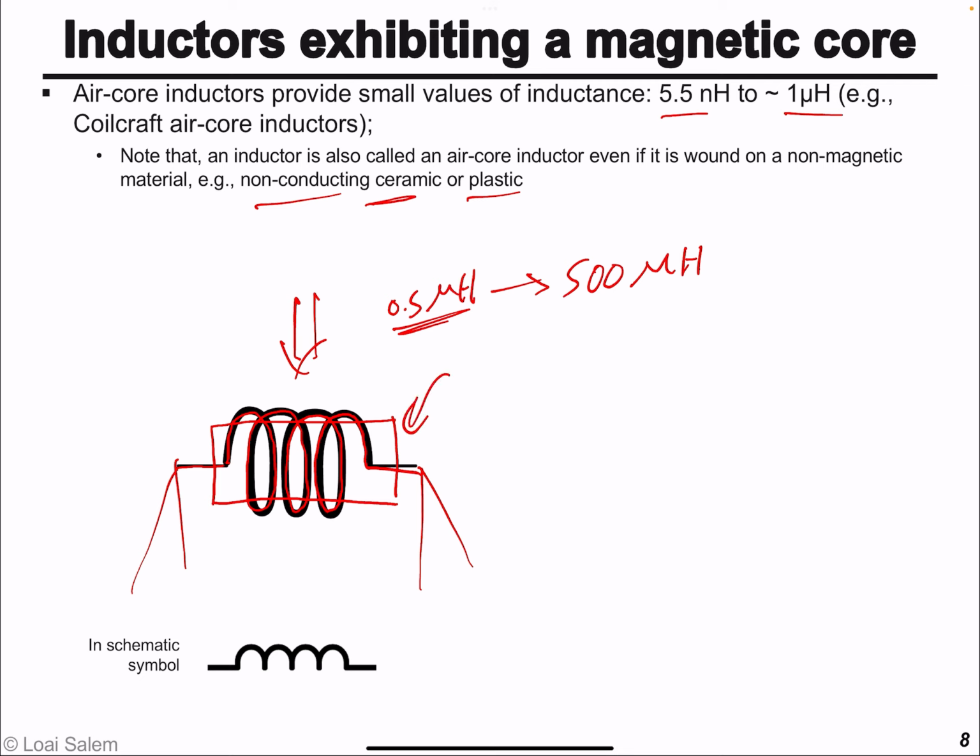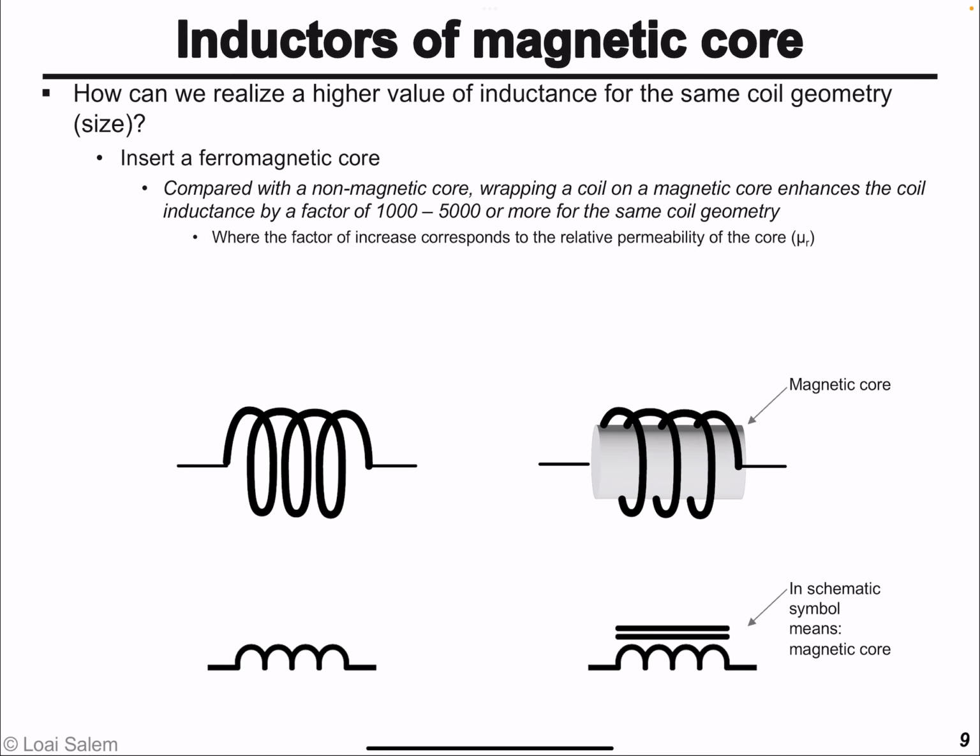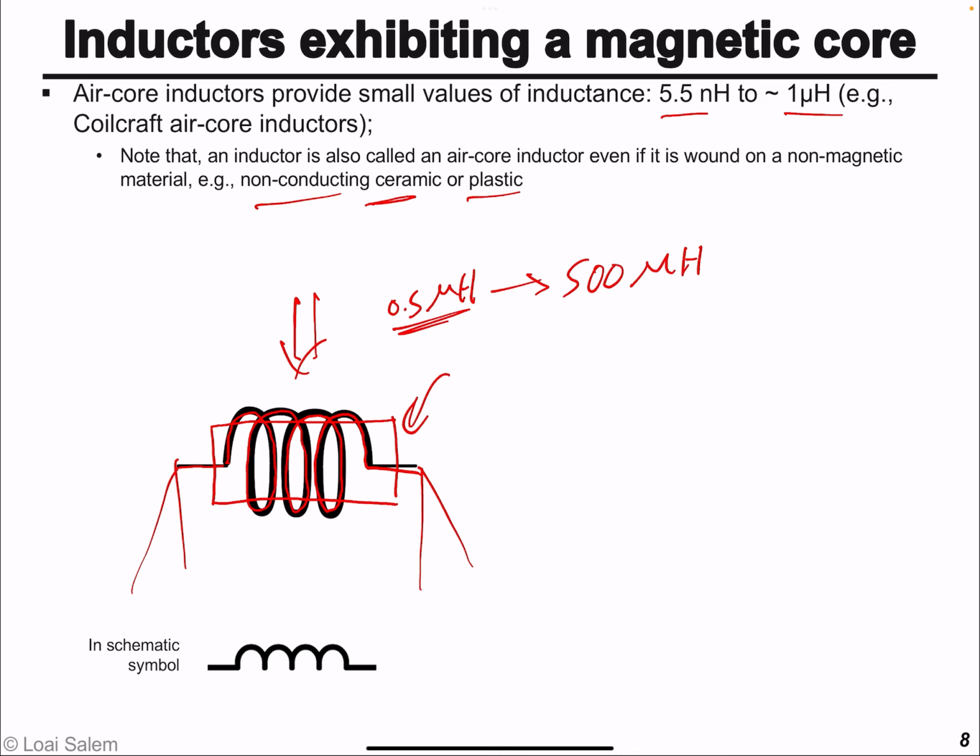So what is the secret? Why does a ferromagnetic core essentially boost the inductance, say, from 0.5 microhenry up to 500 microhenry? By the way, the boost factor is equal to mu r, where mu r is the relative permeability of the ferromagnetic core material, which is between 1,000 and 5,000. In this example, I assume mu r is equal to 1,000, but it's very easy to achieve 4,000 or 5,000.